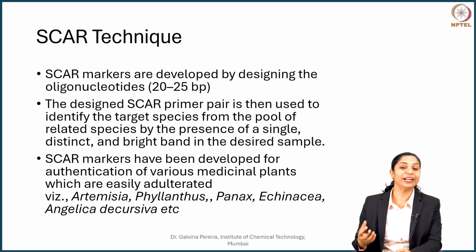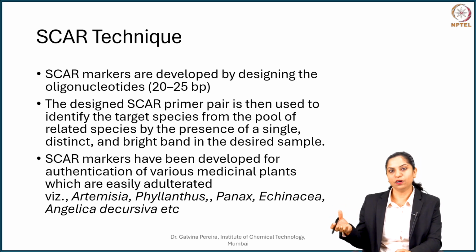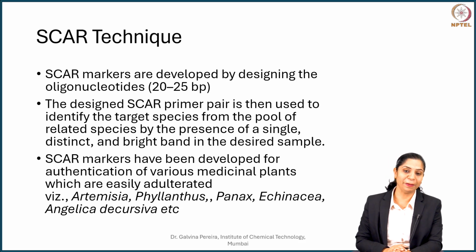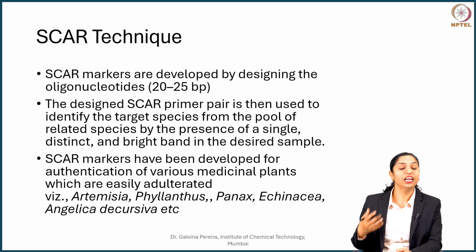They can be used to identify target species even from a pool of related species and produce a very bright band, because only that region is amplified in PCR. Other regions do not have the primers, so they will not get amplified in your PCR. SCR markers have been used to identify Artemisia, Phyllanthus, Panax, Echinacea, Vinca, Rauwolfia and many other species using the same technique which I mentioned here.